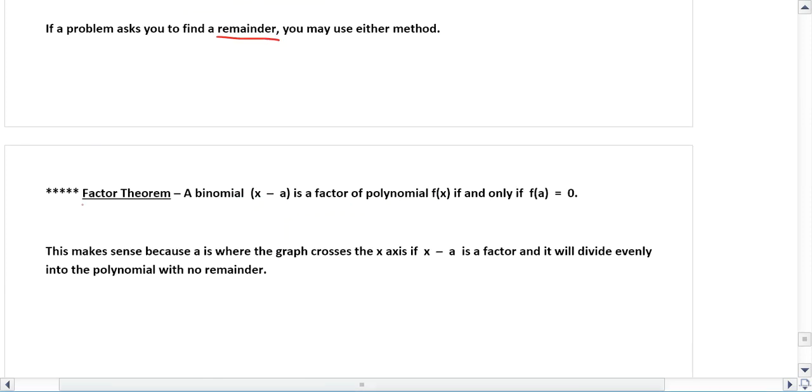The next theorem to discuss is the factor theorem, and this is a bit Captain Obvious. The factor theorem says that if you have a binomial, x minus a, where a is any number, a binomial is a factor if and only if, when you plug in this number, you get a remainder of 0. And that makes sense because if it divides in there evenly, the remainder is 0. And also makes sense because at that number, that's where the graph is going to cross the x-axis. So it'll divide evenly. No matter how I say it, this is pretty obvious, so please know the factor theorem.